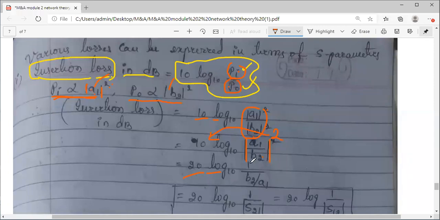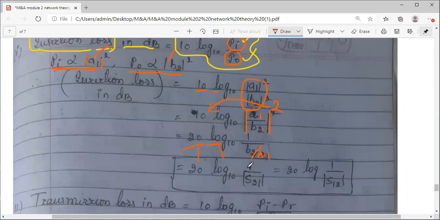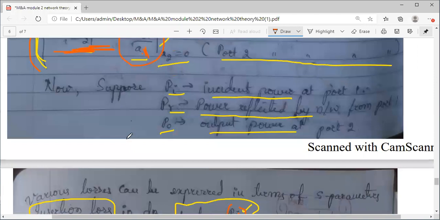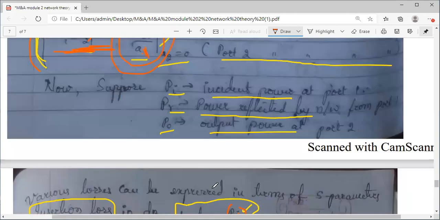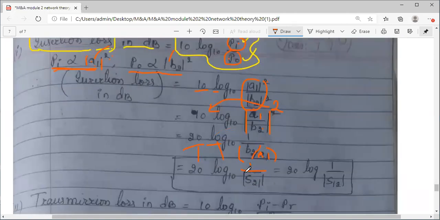तो इसको what I can take, ये जो numerator में A1 है, I will take denominator of the denominator, which will come to the numerator, right? So A1 मैंने नीचे ले लिया है, so that it will become 20 log 1 divided by, what is B2 by A1? Just now we have seen B2 by A1 indicates S21. So I can replace that 1 by S21. Magnitude, I am considering only magnitude. So further I have written one more equation, see, 20 log 1 by S12.